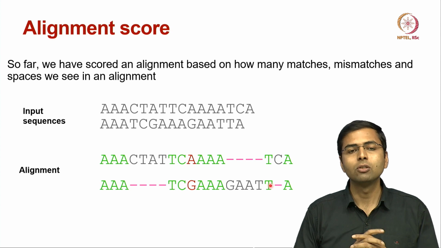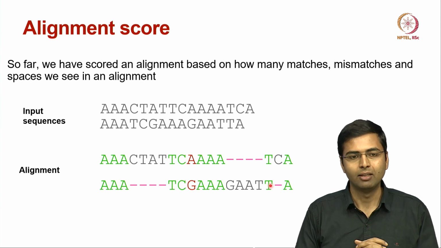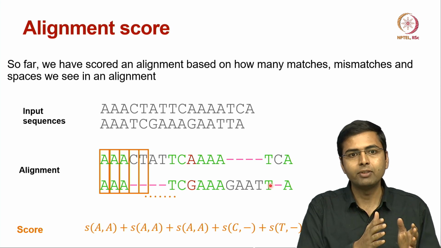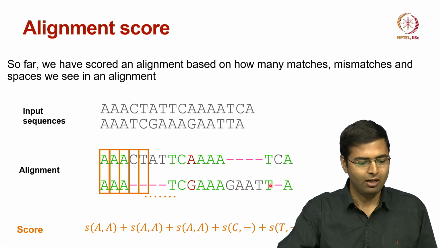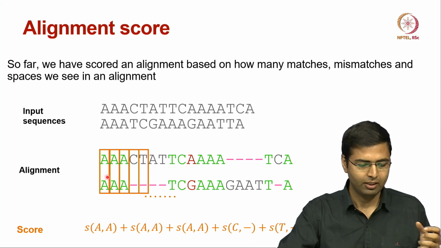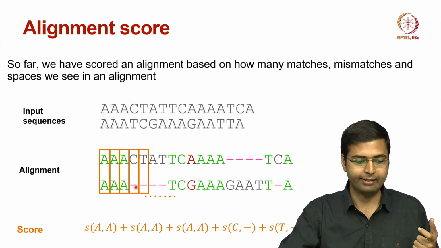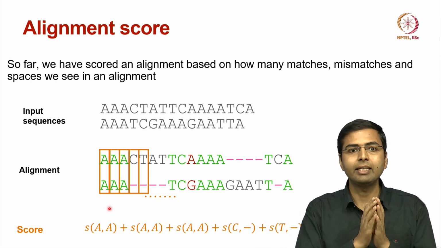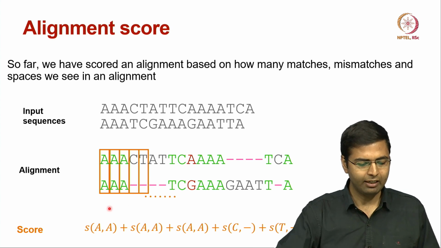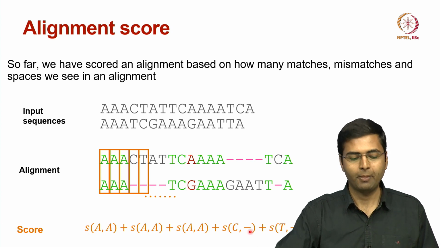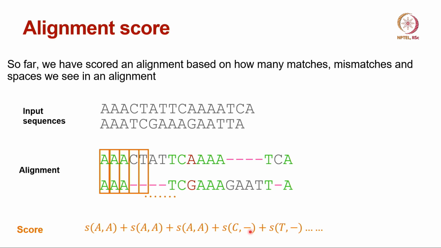Now, the method that we have used so far to score this alignment is very simple. We look at individual columns of this alignment and check how much we value each one: a match value between A and A, then a match value between A and A, then the score for aligning character C to a space character, and so on. So, we are considering each of these columns independently, and then we are adding these score values up. This is a very simple way of scoring the alignment, and a good way to start when we are studying this topic.